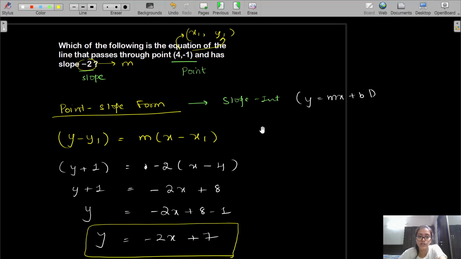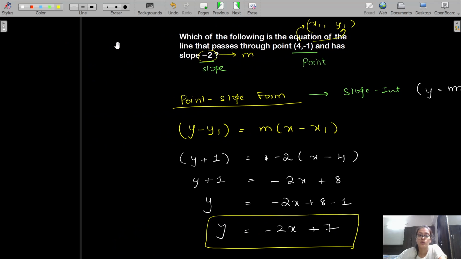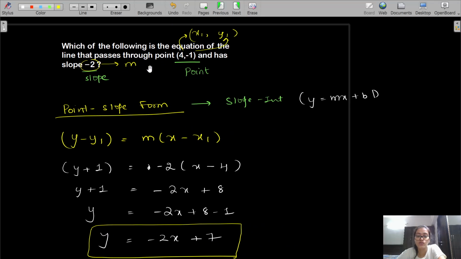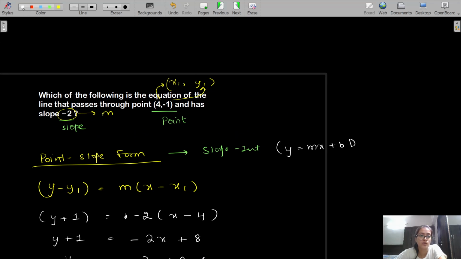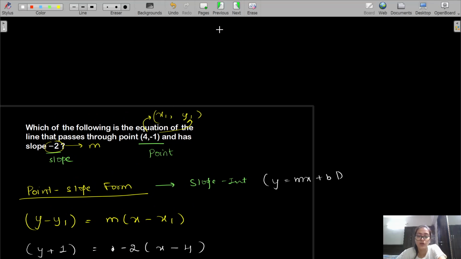There is another way that you could have solved this question. You could just start with the slope intercept form. So you could start this problem like this as well: the equation of a line in slope intercept form is given by y equals mx plus b. And the slope is negative 2, so m is negative 2. So let's substitute negative 2x plus b. And now we need to find out the value of b. So how do we find out the value of b?